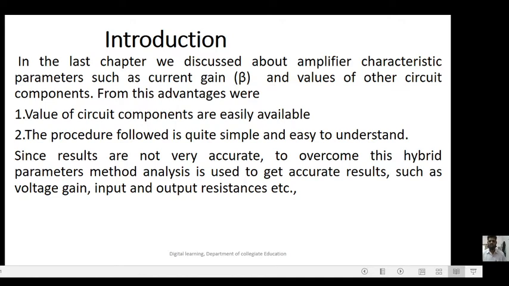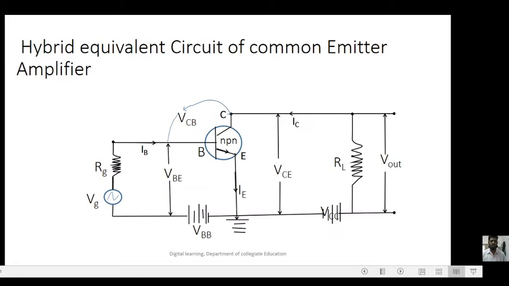In the earlier cases in the CE amplifier we got DC current gain, AC current gain, input impedance and output impedance. By using hybrid parameters we can also obtain voltage gain, input impedance and output resistance in the same manner. The results obtained are the same. Hybrid equivalent circuit of a common emitter amplifier.